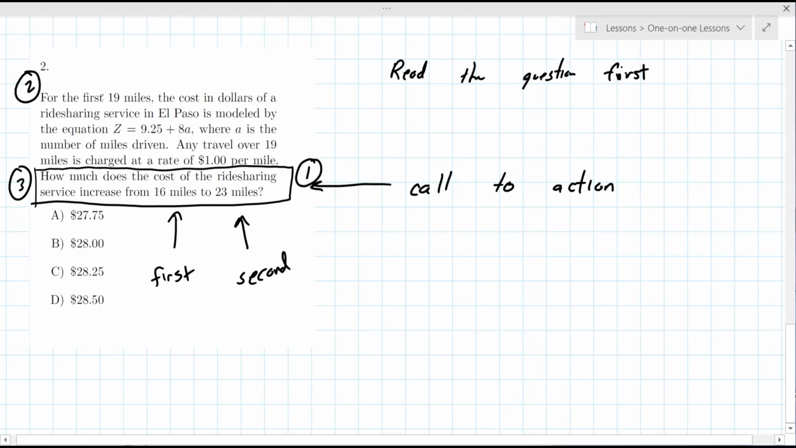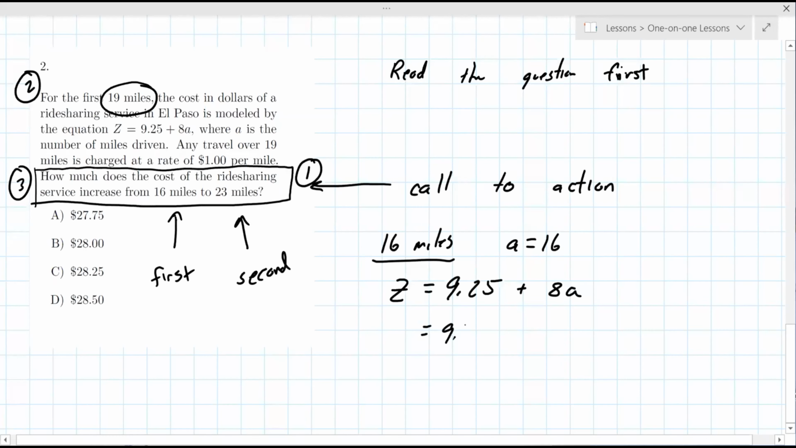So it says for the first 19 miles, the cost in dollars of a ride-sharing service in El Paso is modeled by the equation z equals 9.25 plus 8a, where a is the number of miles driven. So can we use that to figure out how much the cost of the ride-sharing service increases from 16 miles to 23 miles? Well, of course, we can figure out how much at 16 miles. So it says for the first 19 miles, we're going to use this equation. So for 16 miles, z equals 9.25 plus 8a, and we know that a is equal to 16.